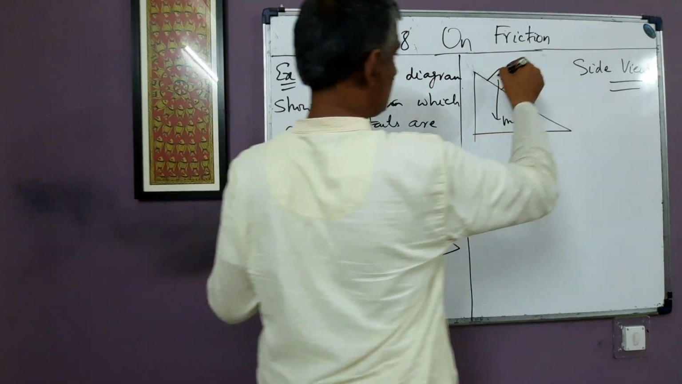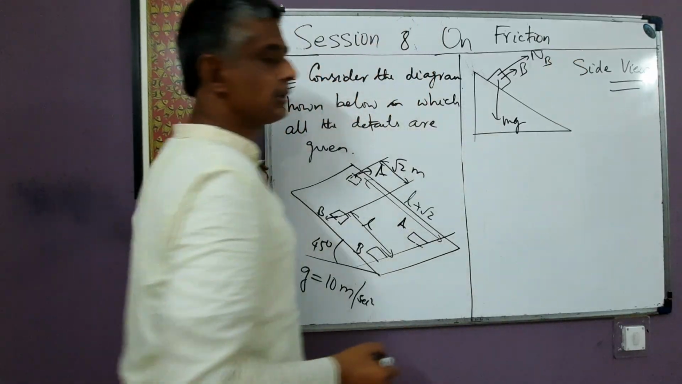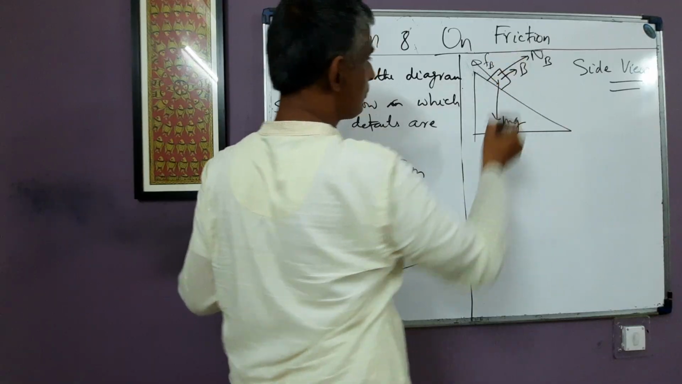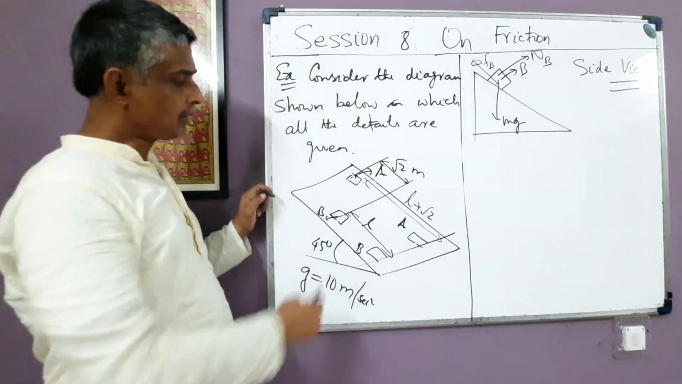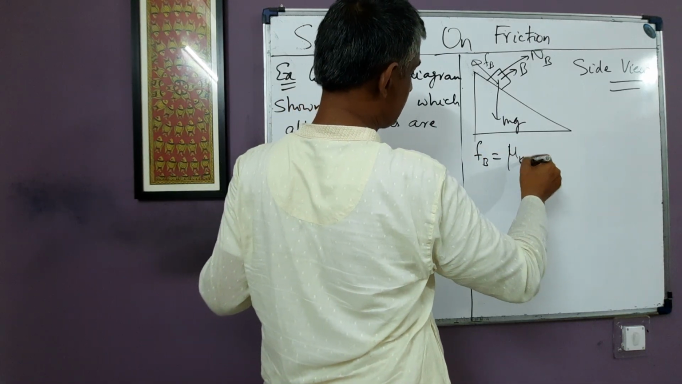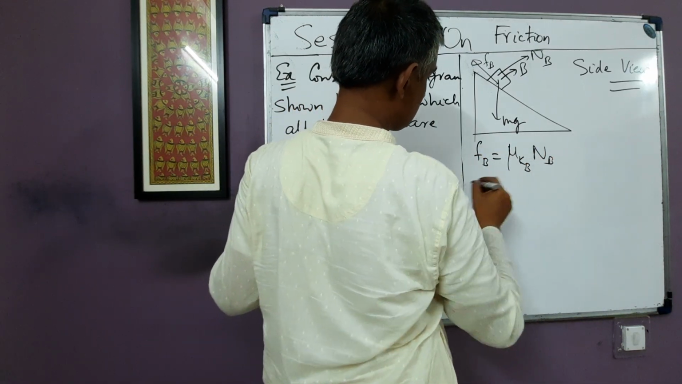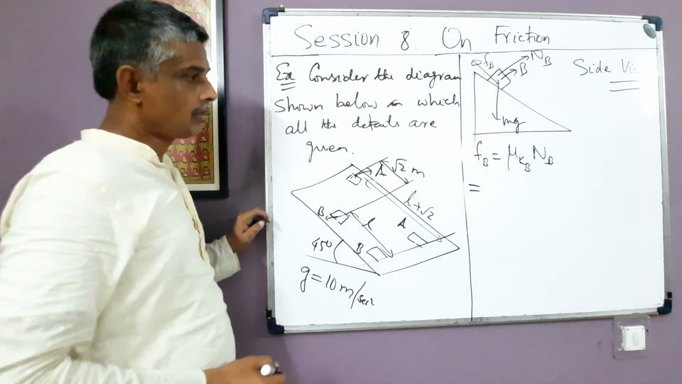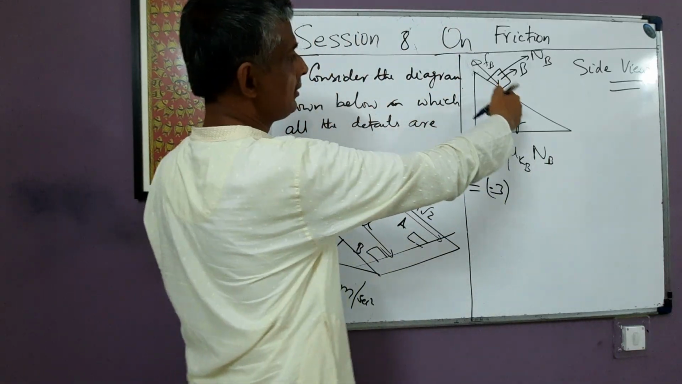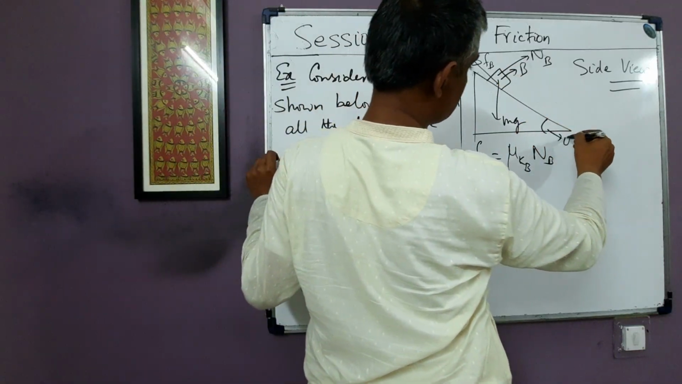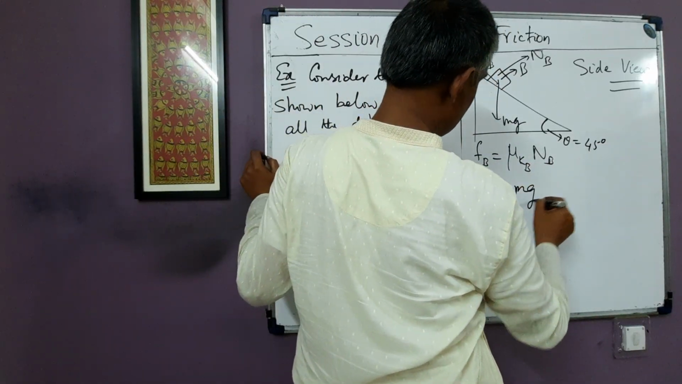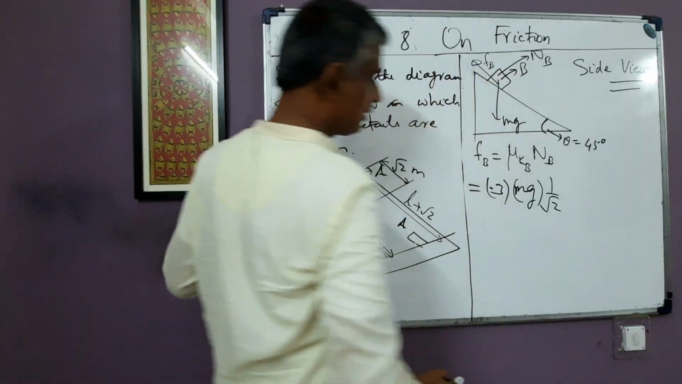mg. NB is the normal force on block B due to the rough incline. And when it slides down, friction FB acts on block B up the incline. Now block B is slipping over the incline, so FB becomes mu KB times NB. Mu KB is 0.3. NB is mg cos 45 degrees, where theta is 45 degrees, so NB becomes mg times 1 by root 2.